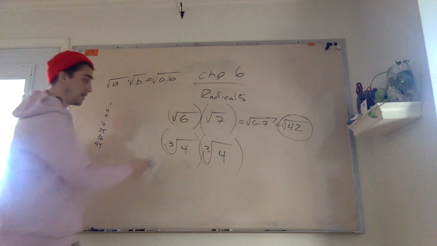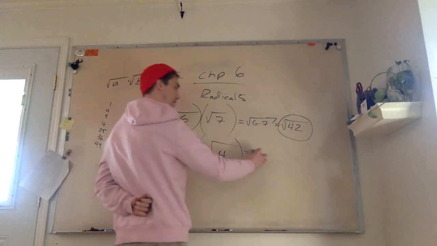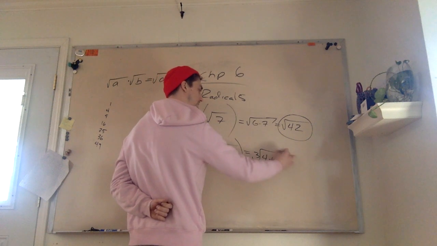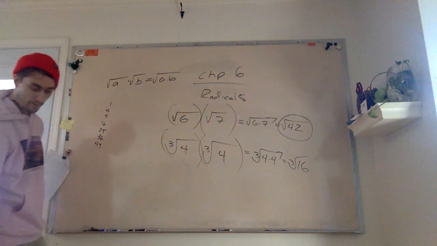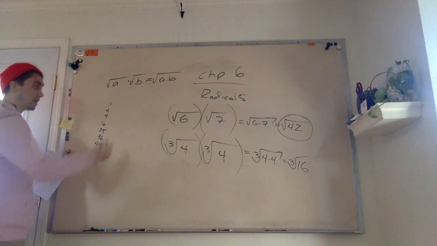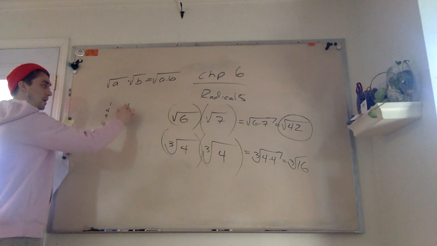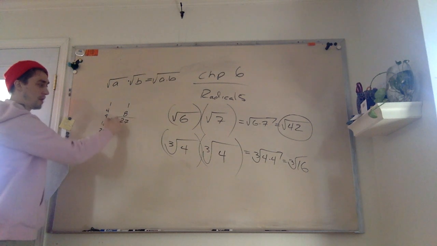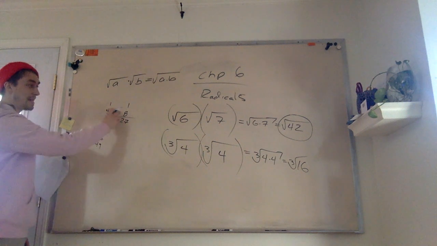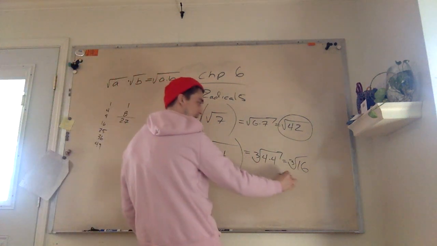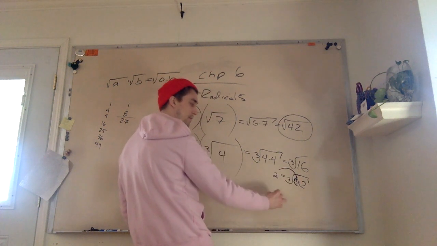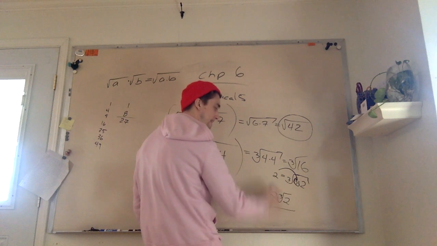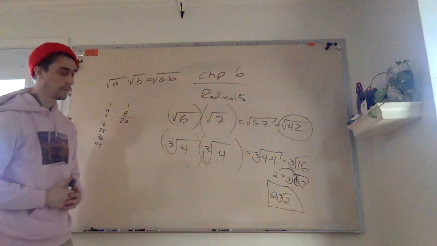Great. Cube root of 4 times cube root of 4 is cube root of 4 times 4, which is the cube root of 16. Before you answer that, you're going to need to know if 16 can go any further, so get out your list of perfect cubes. 1 cubed is 1, 2 cubed is 8, 3 cubed is 27, right? You don't have to go any higher than the number you're looking for. 8 is a factor of 16, so this can be written as the cube root of 8 times 2, and then remove the 8 as a 2. So this is 2 cube root 2. Good.